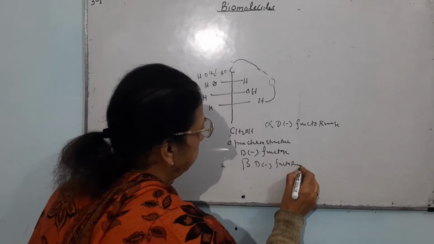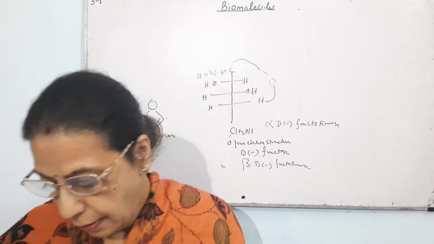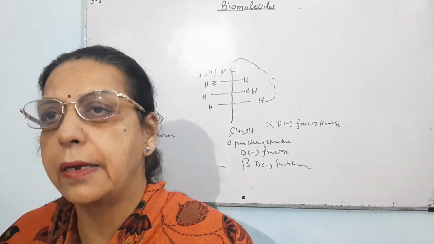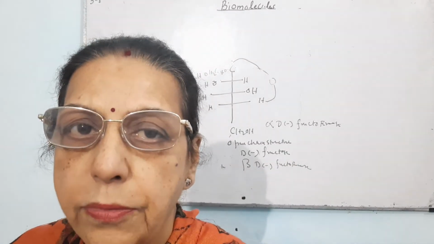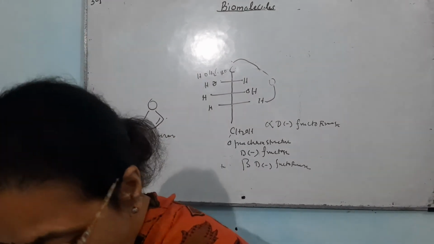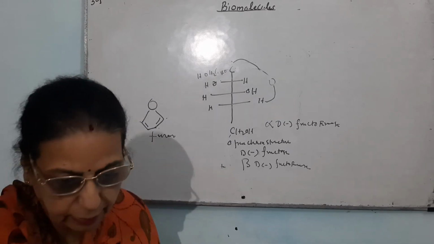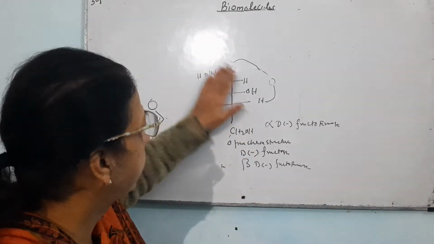fructofuranose. If I make the cyclic structure of fructose, I will make it just like that of the molecule furan. So this will be the structure. If I prepare the structure, it will be formed like this.